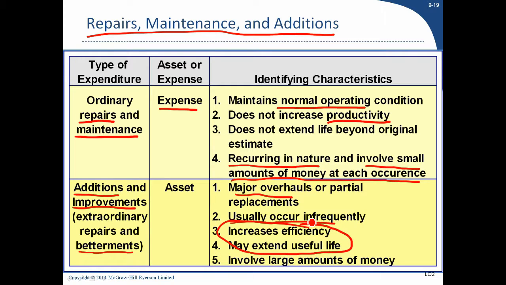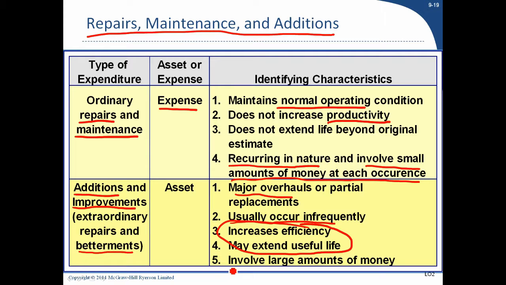If you determine that prior to making these changes the asset was going to last for 5 years, and after you make these changes the asset's going to last for 8 years, that sounds to me like you've extended the useful life. Or maybe you've increased the efficiency. Maybe it's still only going to last 5 years, but it's going to produce 30% more phones for you, so it can produce faster. And they usually involve large amounts of money.